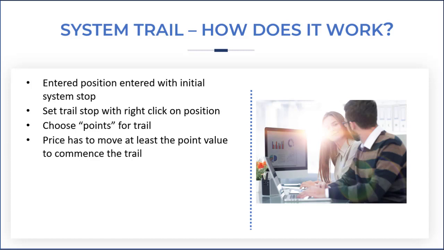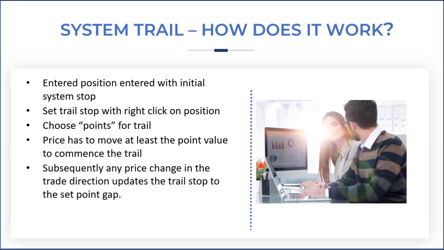Now, just to enlighten you on how this actually works, the price has got to move at least a point value to commence trailing. So if we have a trail stop of 10 points, it's got to move 10 points at least before it will start to trail to the upside. Subsequently, any price change in the trade direction updates the trail stop to the set point gap that you've put onto the system. Again, this will make more sense when I show you an example, both theoretically and live.